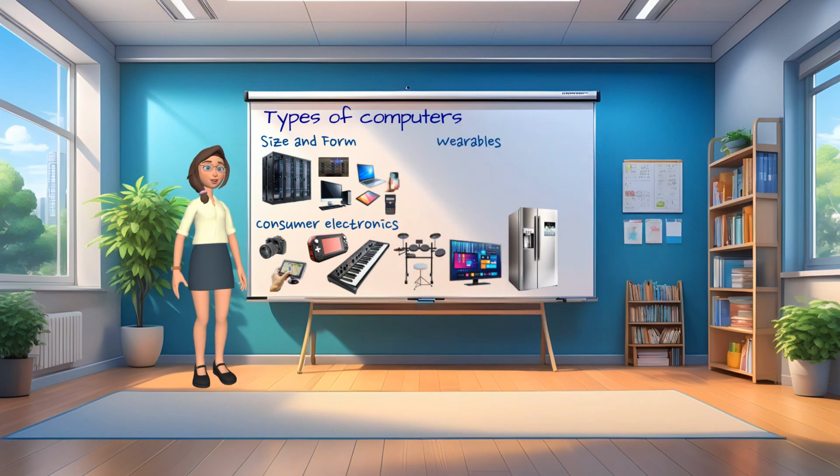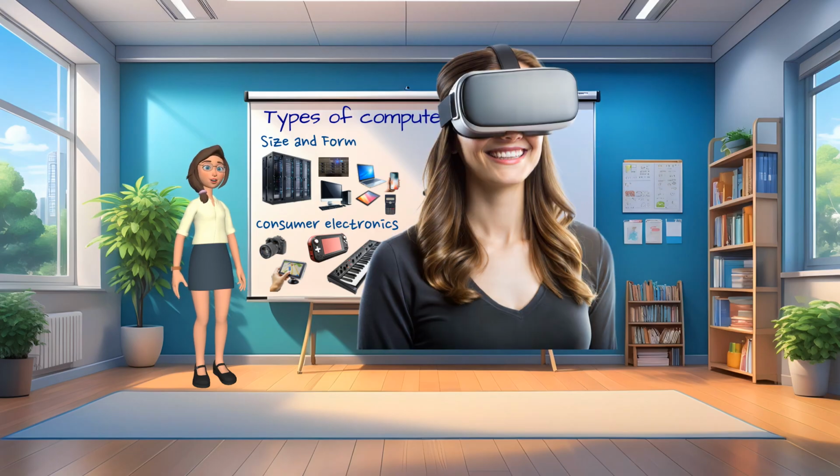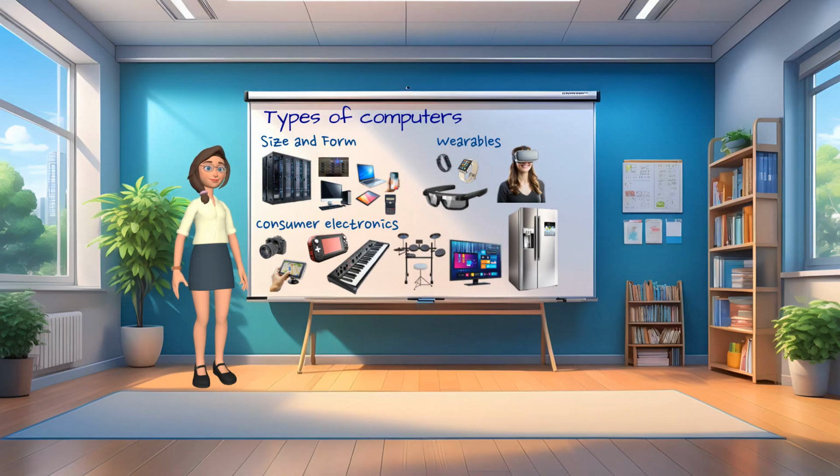Wearables are devices that you have to wear onto your body to use them. These include a fitness tracker, a smart watch, smart glasses or augmented reality glasses, and virtual reality goggles. As you can see, computers come in all sizes, shapes, and forms for different uses.